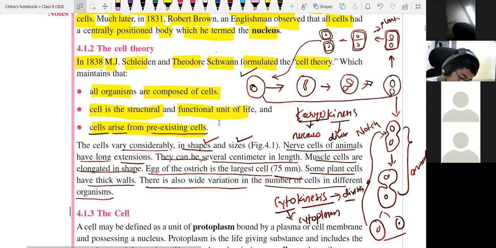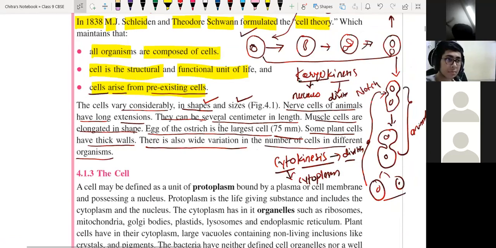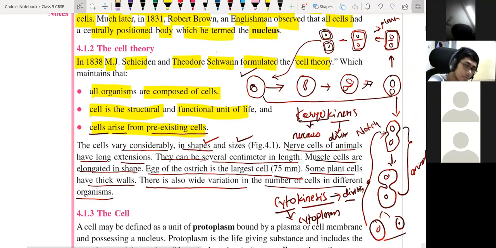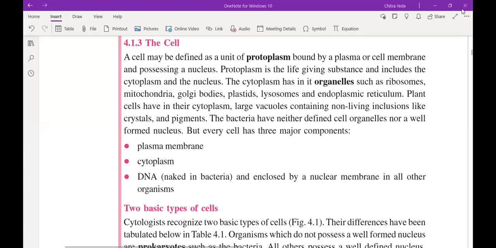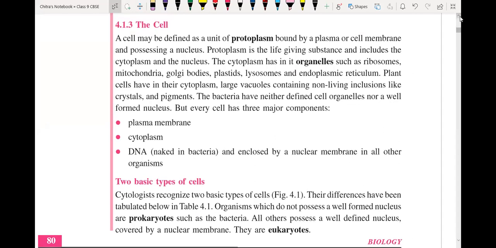Okay, so now we are going to discuss the cell in detail. I want everyone to take a screenshot of that cell division part. Now we are going to discuss the cell, and it is very important.